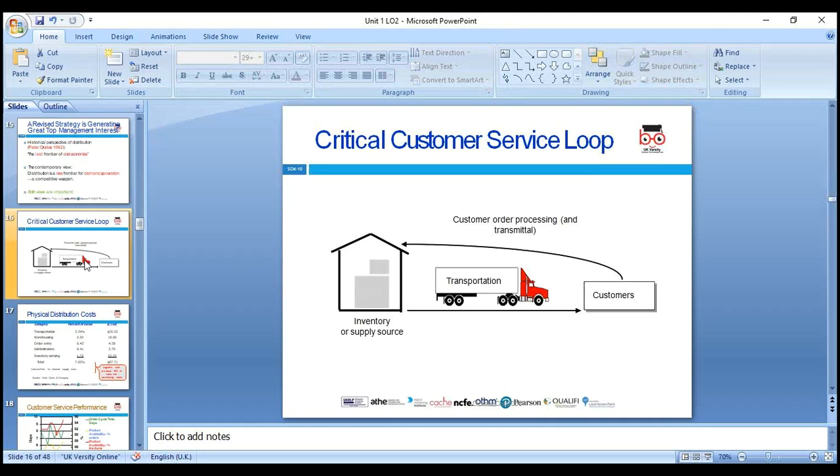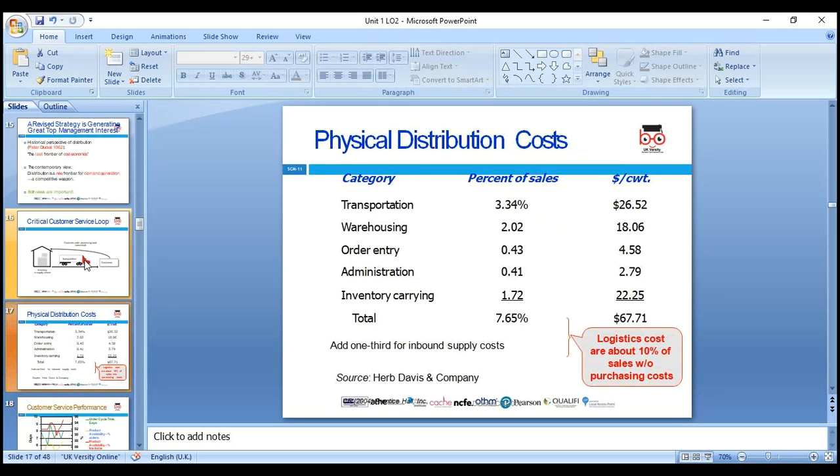The customer order processing and transmitting: how an order can be processed and transmitted. So inventory, the supply source, transportation, and the customer. Any question there? Okay, then physical distribution cost: we always look at transportation, how many percent? Warehousing, how much? Order entry, how much? Admin, how much does it cost? Inventory carrying cost. So logistics costs are about 10% of sales. Any question here? So we need to really manage it.